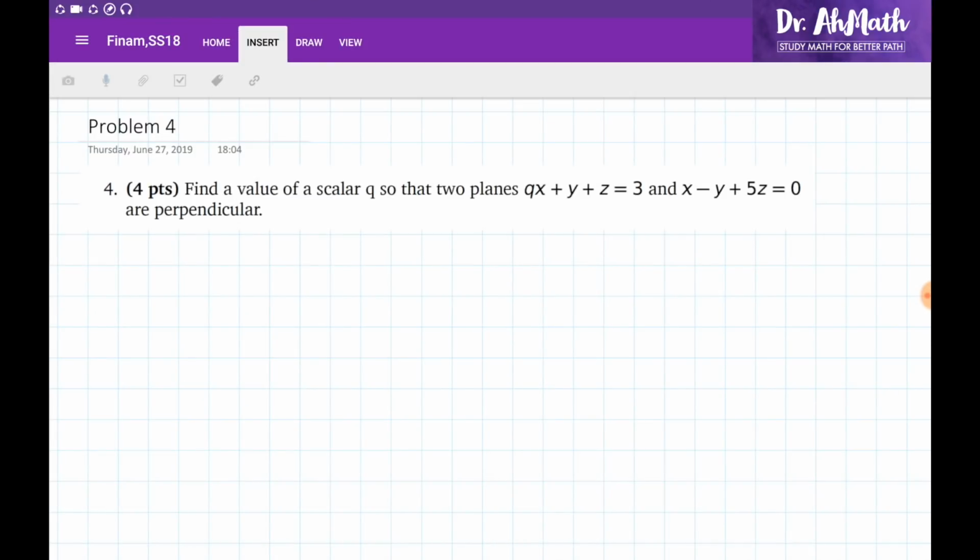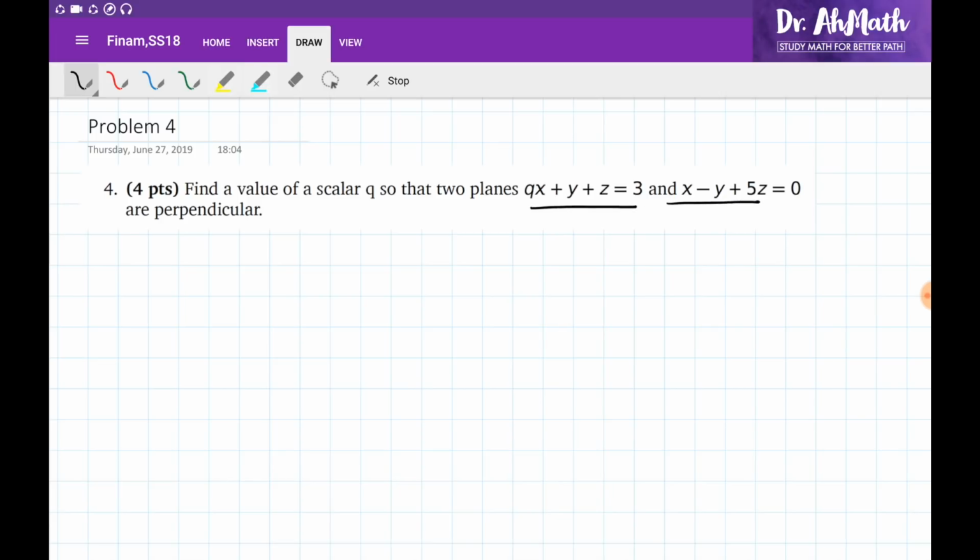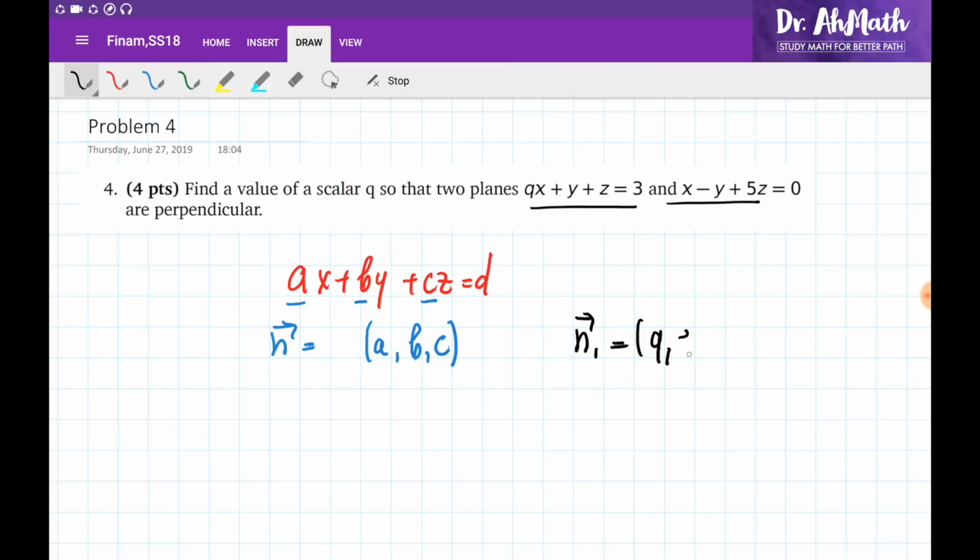So let's go to problem number 4. We're given two planes in this form and in this form. We need to find the value of q so that these two planes become perpendicular. If the equation of the plane is given in the form ax plus by plus cz is equal to some d, the coefficients before x, y, and z are going to tell me the components of the normal vector. So this is going to be a, b, and c. So the normal vector of the first plane is going to be q, 1, and 1.